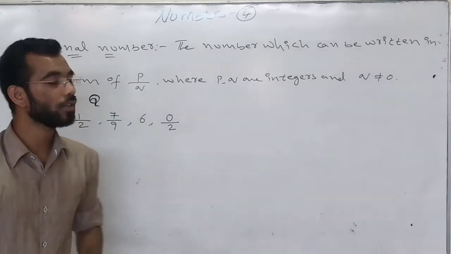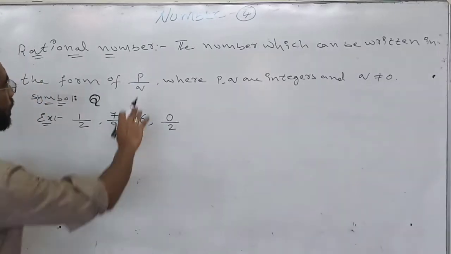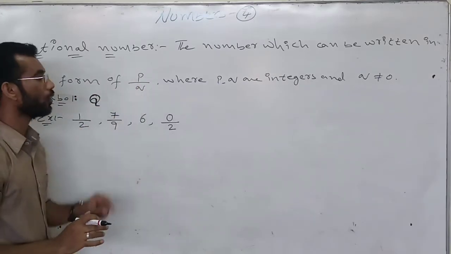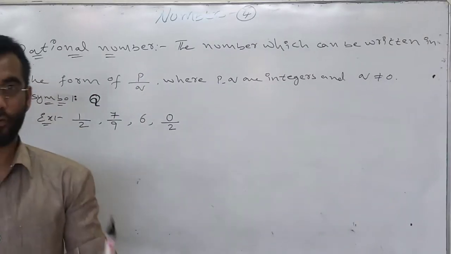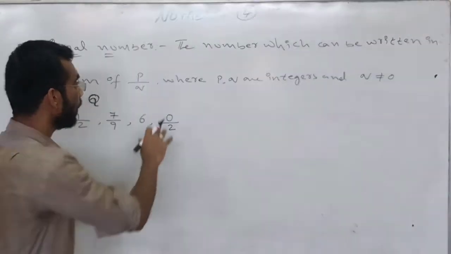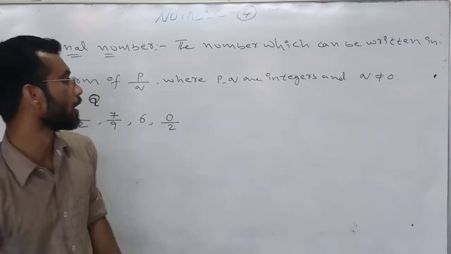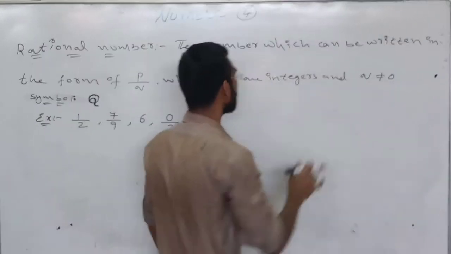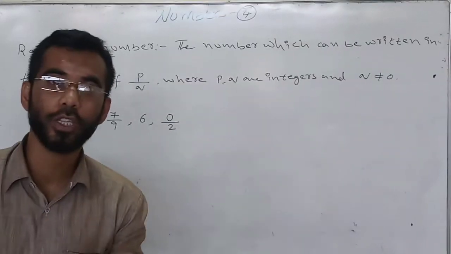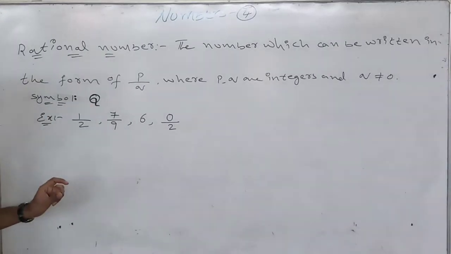What is a rational number? The number which can be written in the form of p by q. That means it should be written in the form of a fraction, numerator and denominator, where p and q are integers and q is not equal to 0. Remember, the denominator should not be 0. It is denoted with the capital Q.